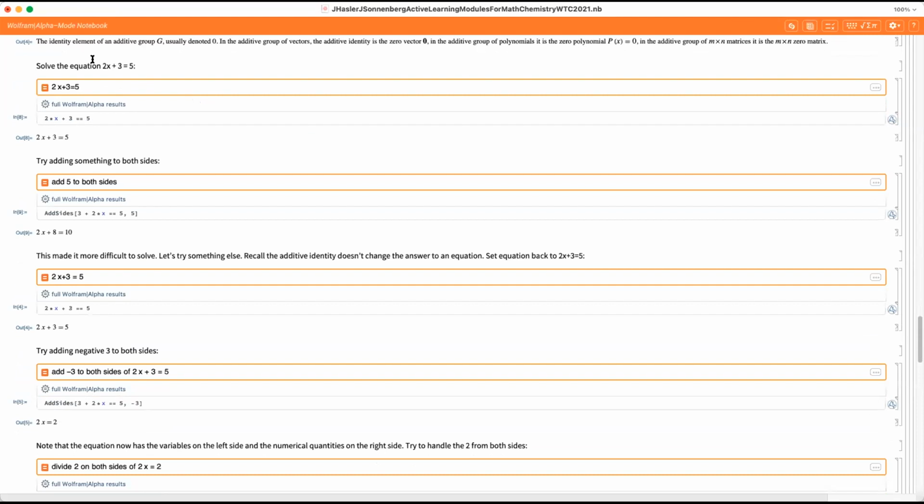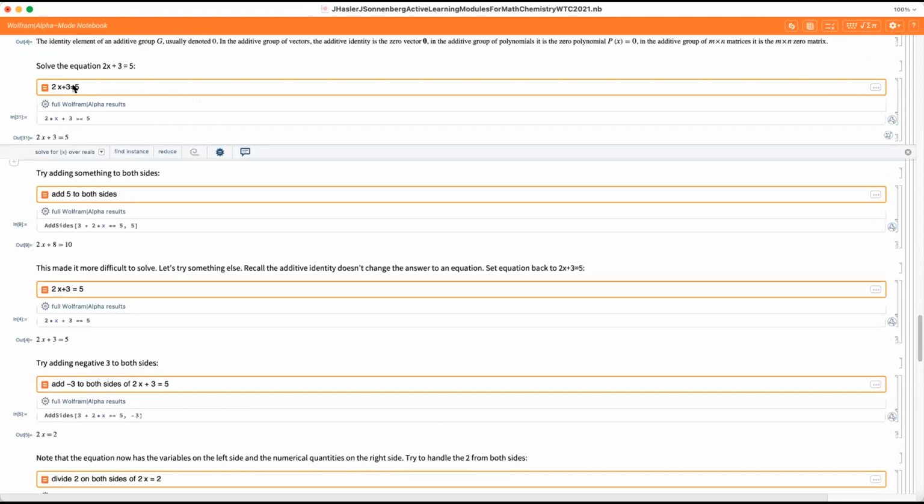So we have our equation here. One such equation that we might want to talk about is a linear equation. So how can we solve a linear equation such as 2x plus 3 equals 5? So we can just type this in to notebook edition, 2x plus 3 equals 5. We could do what we did earlier and get a step-by-step solution, but we might want the students to be able to, in an active learning environment, figure out how we can solve this equation.